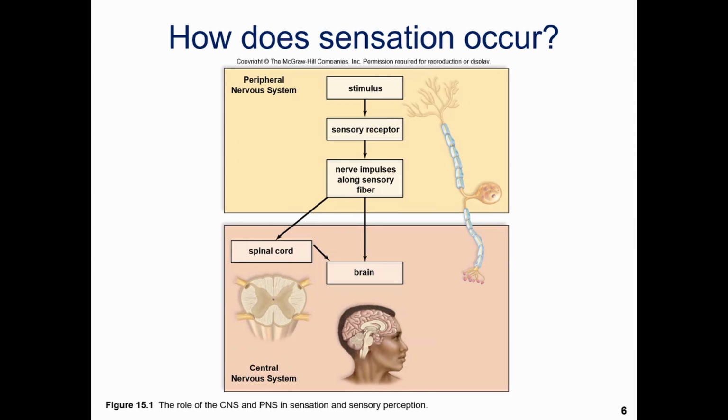So how does sensation occur? We have to have some sort of stimulus. Something has to trigger some sort of receptor. That sensory receptor is going to send information along a sensory nerve, which will go to the spinal cord and then the brain, or if it's along a cranial nerve, straight to the brain. And from there, we can then perceive that information in some form or fashion.